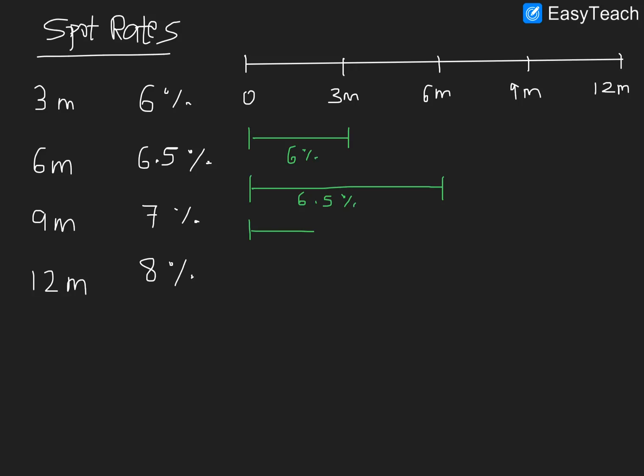Similarly, if you take a loan till 9 months, it's 7%. And finally, if we take it from 0 to 12, or for a full year, the rate of interest applicable is 8%. So in all these cases, as we said, these are spot rates, that is, you need to make the deposit today or you want a loan today.